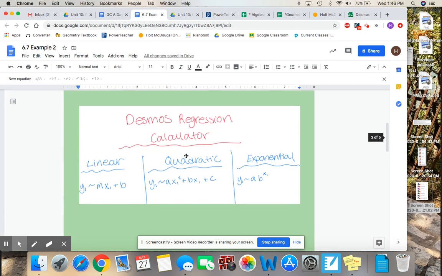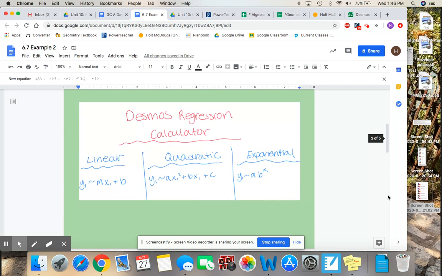So here I wrote out a Desmos kind of cheat sheet. And since it's exponential, we're going to use y1. Instead of using the equal sign, we're going to use a little squiggly sign to tell Desmos to do regression, and then a, b to the x1. And what Desmos is going to do is fill in this a and b for us.